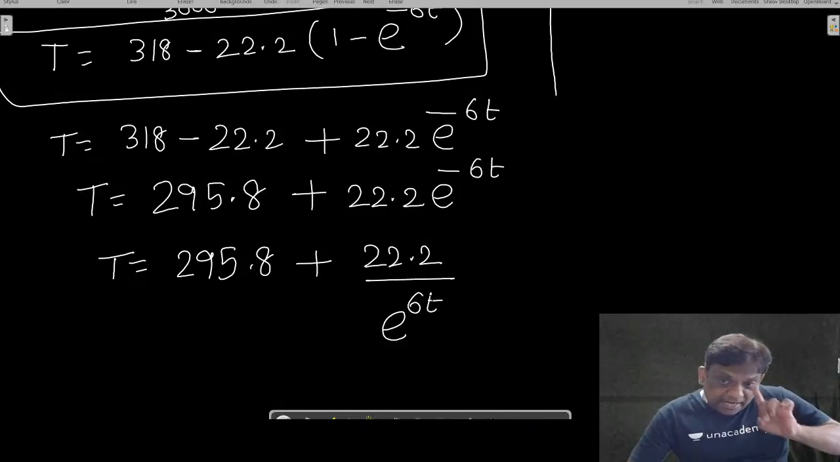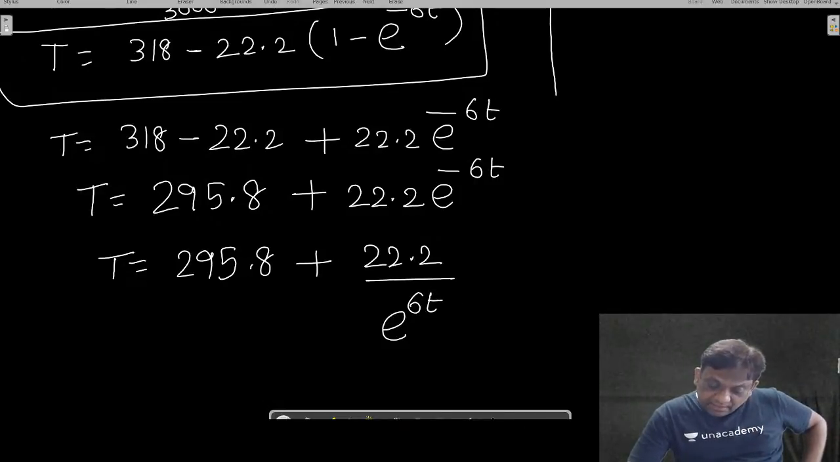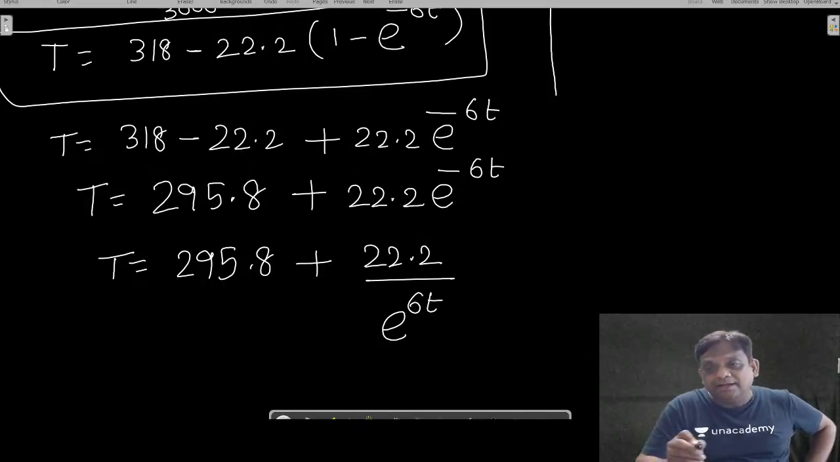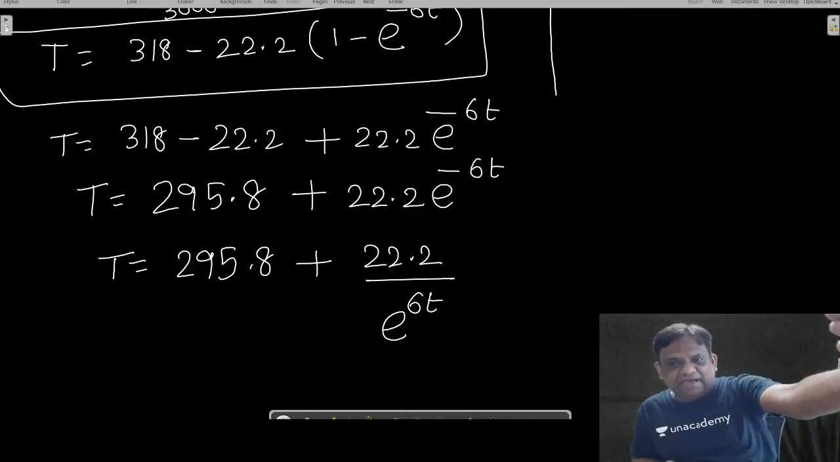If T is, look at carefully. अगर T बढ़ रहा है, T is increasing. If T is increasing, तो this value will increase. So जब T is increasing, this will increase. So when this increases, डिनोमिनेटर में है, तो ये वैल्यू घटते जाएगा. जब ये घटते जाएगा, तो टेम्परेचर क्या होगा? डिक्रीज होते जाएगा. Initially it has some value.